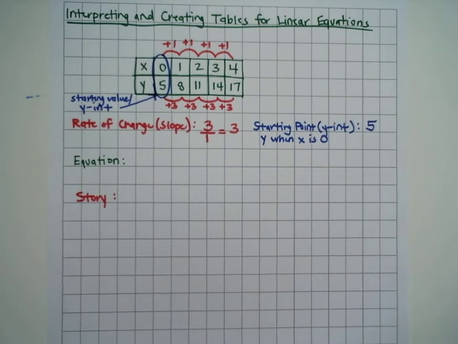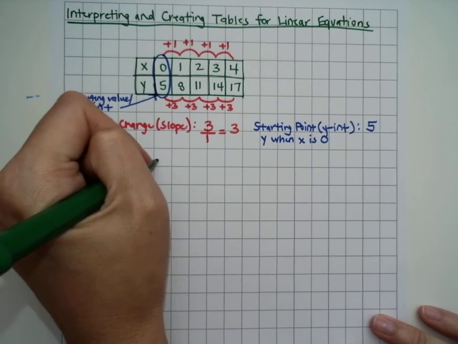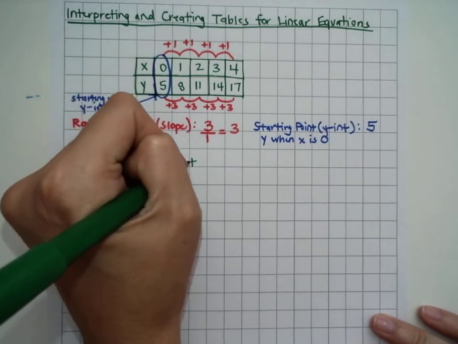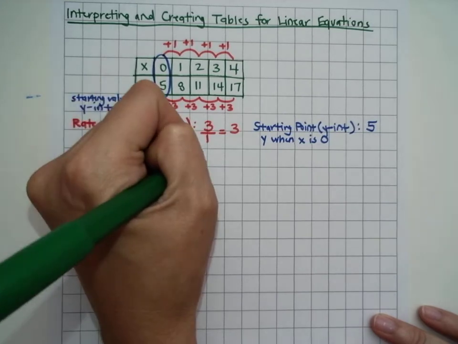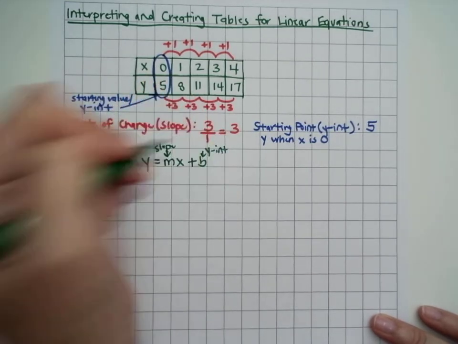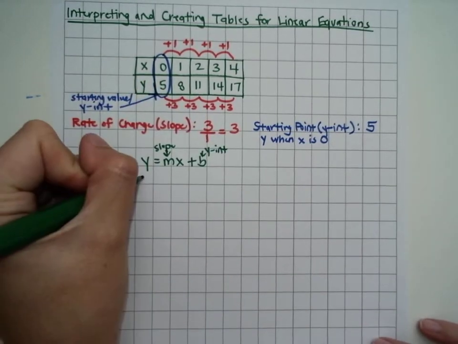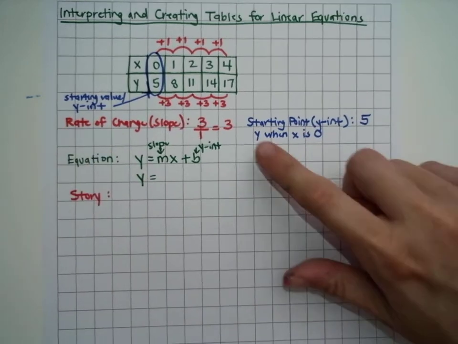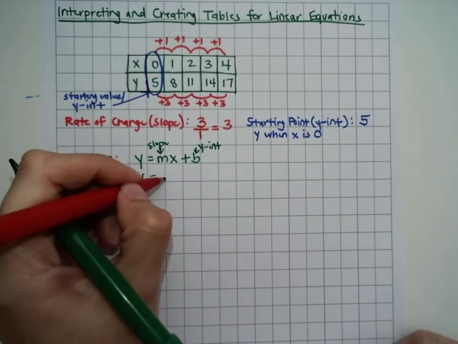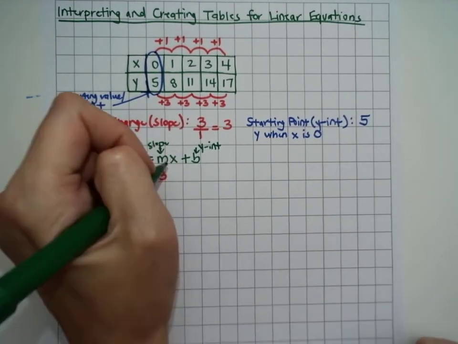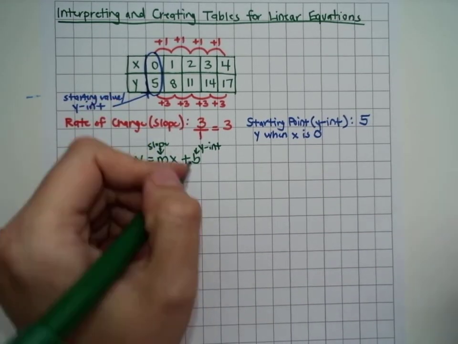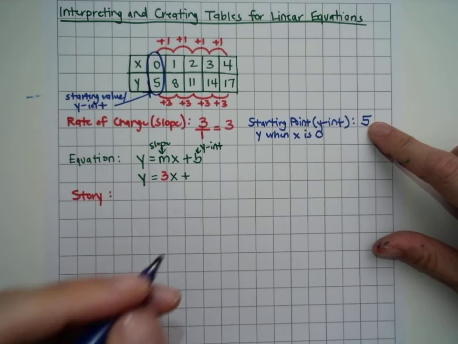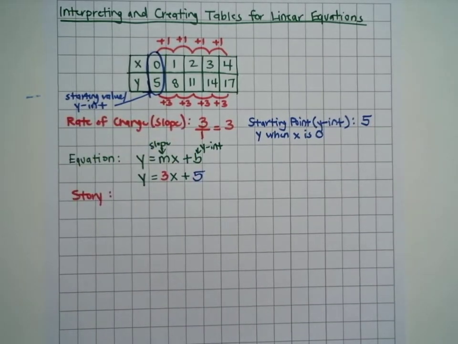Then we can write our equation. We know that y equals mx plus b. Remember, m is your slope, b is your y-intercept. So y equals our slope, which we said is 3, times our constant x, plus our y-intercept, which is 5.